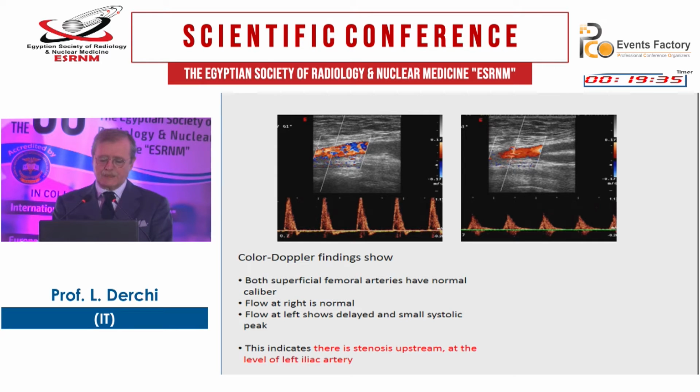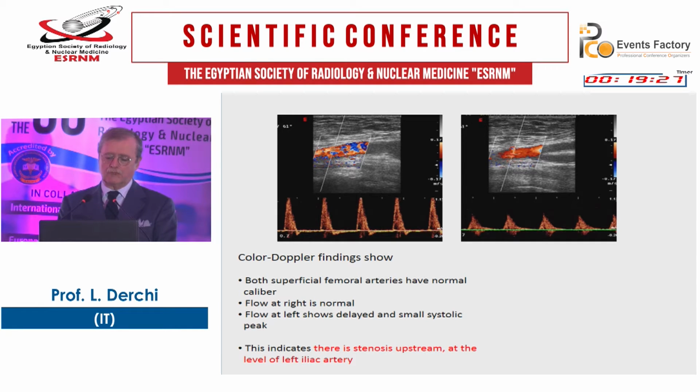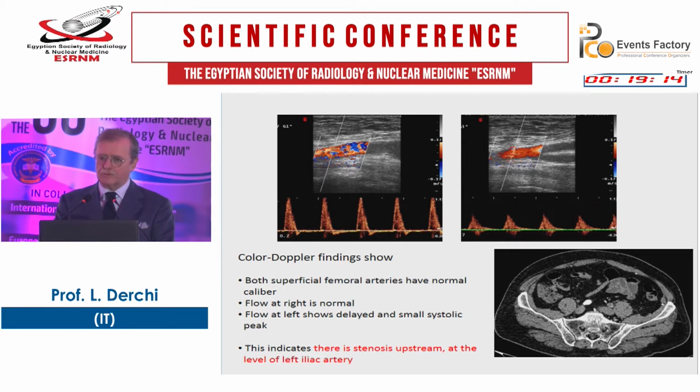Flow on the right side is normal. Flow on the left shows a delayed and small systolic peak. These indicate that there is a stenosis upstream, at the level of the left iliac artery, and this was confirmed by CT.